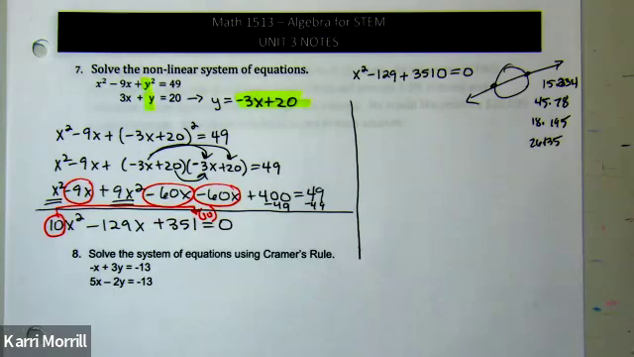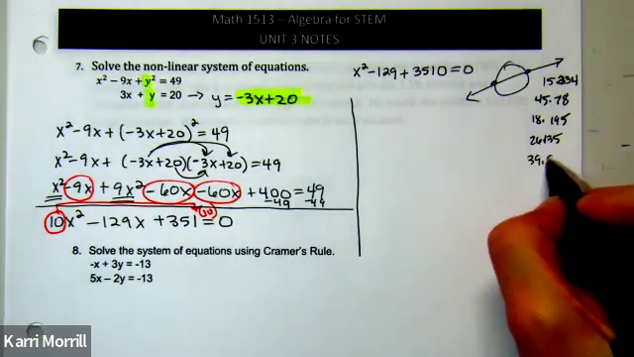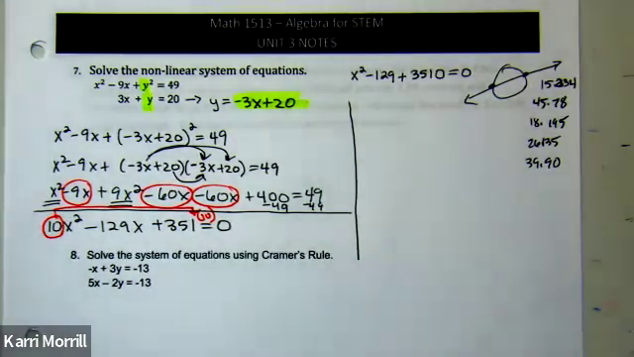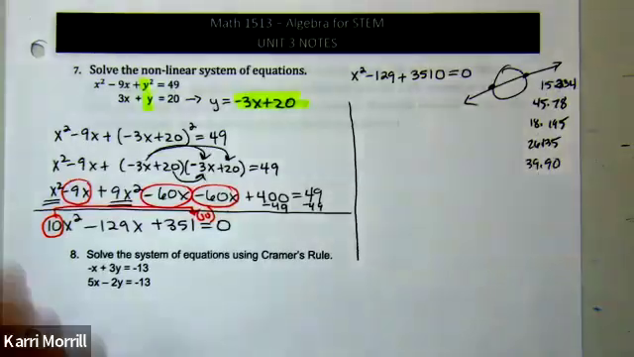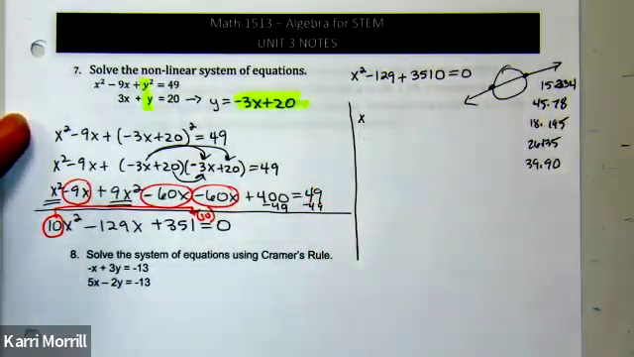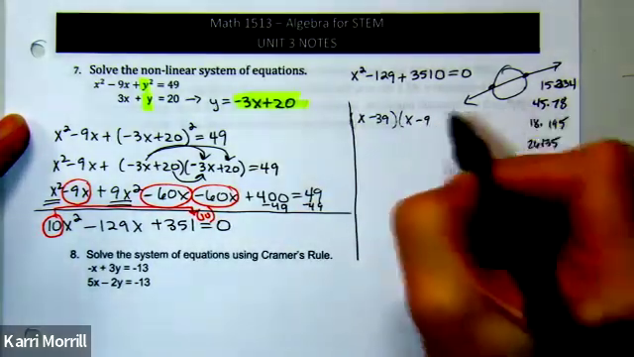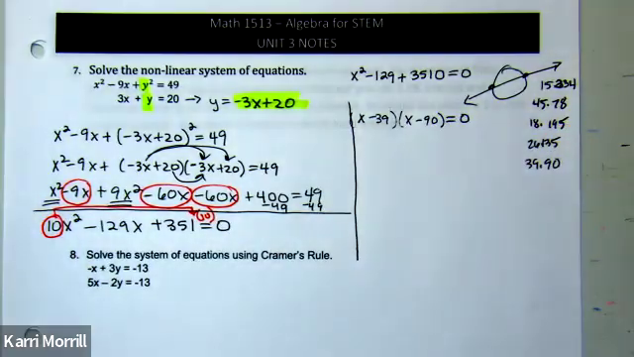Okay, so I cheated and I did it by trial and error, so that I could figure out what the factors are. So 39 times 90. Okay, that's a long one. I wasn't going through every single one. Obviously, I was skipping around more than I should have. That's probably why I didn't get there. So x minus 39 and x minus 90 equals 0.